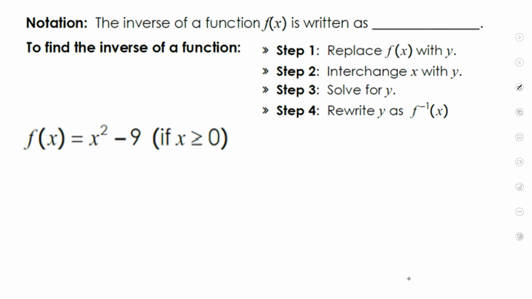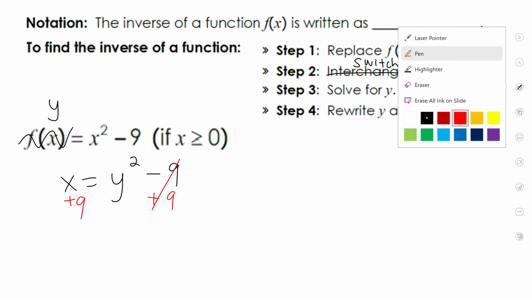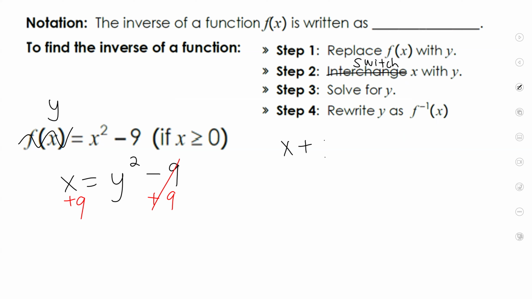So whenever you see f of x, just replace it with a y. It's easier to think about it that way. Now, whenever you're doing inverse, you always switch x and y. So this is x equals y squared minus 9. Okay, so what I'm going to do is add 9 to both sides. That's what you do first. I am left with x plus 9 equals y squared.